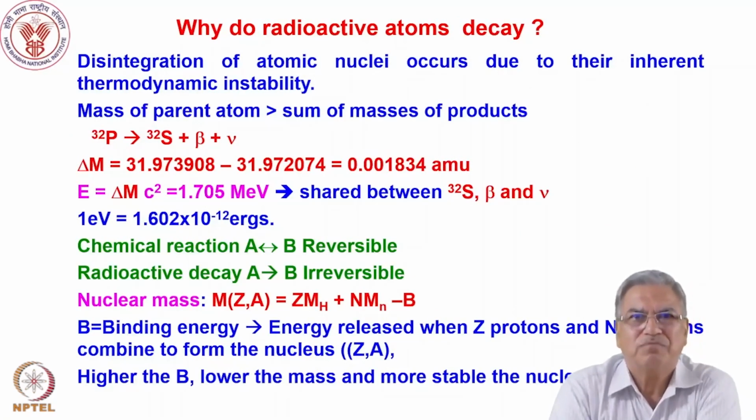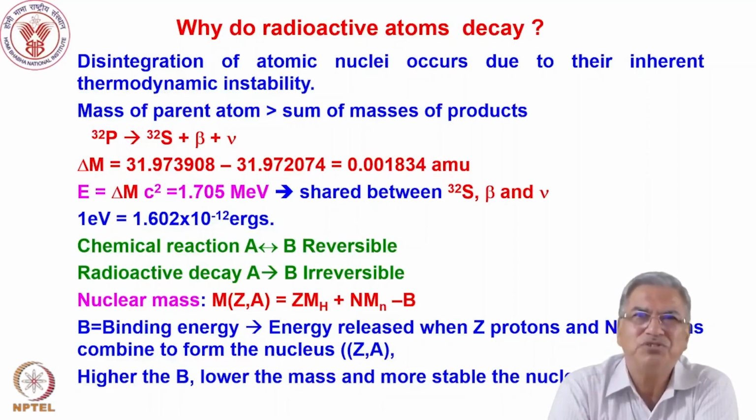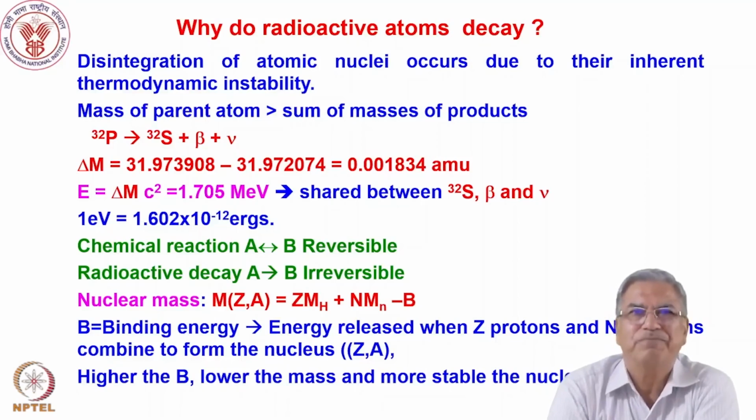Now let's come to the fundamental questions like, why do radioactive atoms decay? So the decay of a radioactive atom is essentially because of the thermodynamic instability of the atom. So the disintegration of the atomic nucleus occurs due to their inherent thermodynamic instability. What do you mean by thermodynamic stability? That means if the mass of the parent atom is more than the sum of the masses of the products, so it is like a potential.